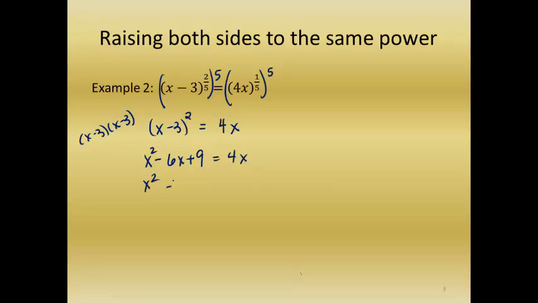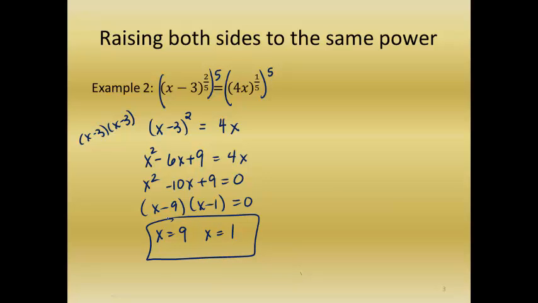x squared minus 10x plus 9 equals 0, and now I'm going to use the zero product property after I factor. So I have (x minus 9)(x minus 1) equals 0, so x equals positive 9 and x equals positive 1. It would be a good idea to go back and check your work, and we talked about that in our last video.